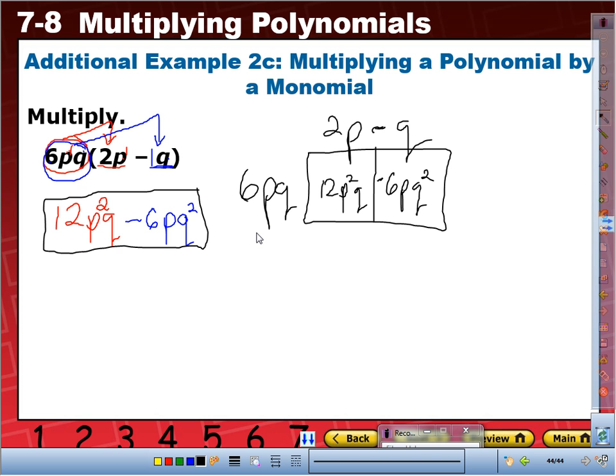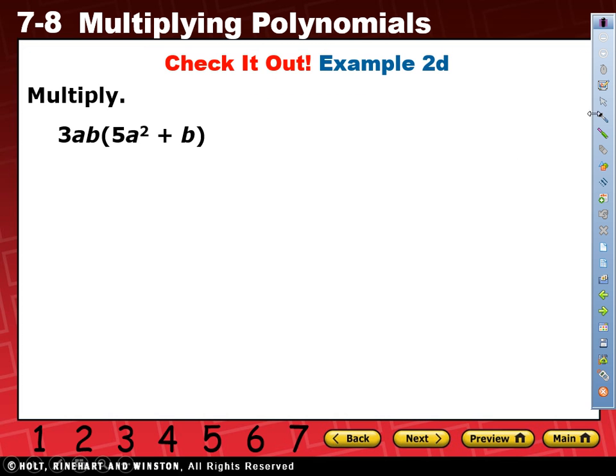Okay, do this one by yourself. Example 2D. Copy that one. See if you can do that one by yourself. Do distribute and use your area model.